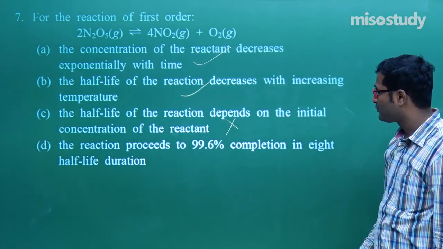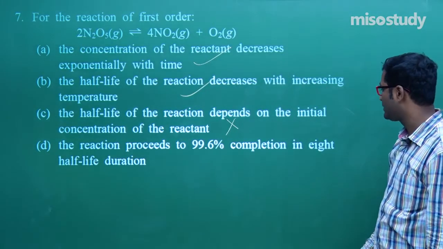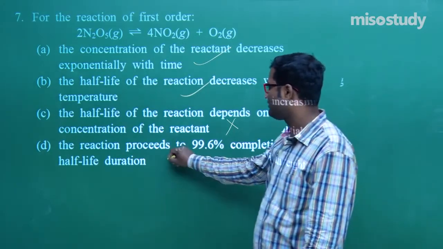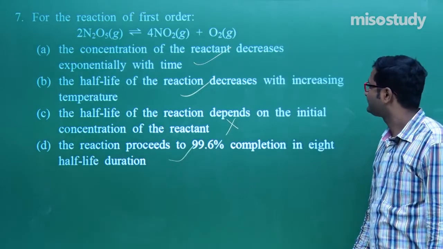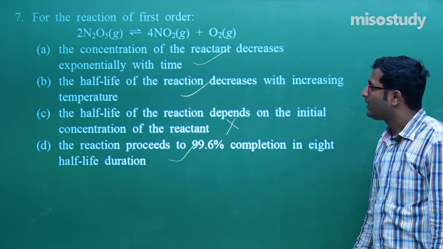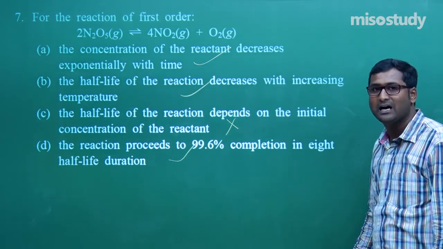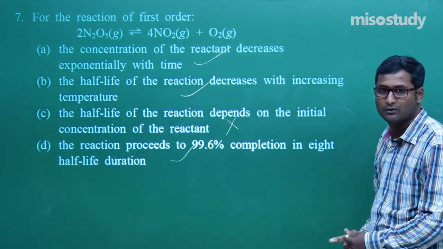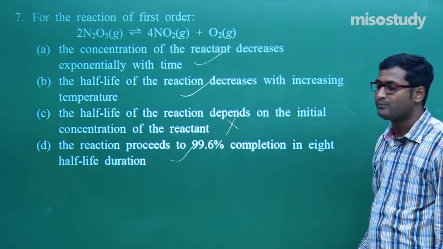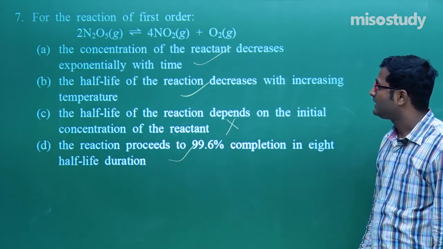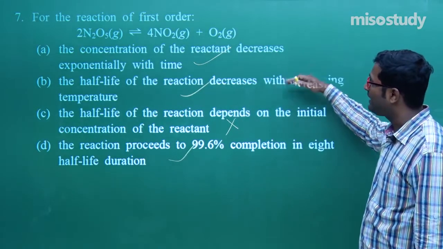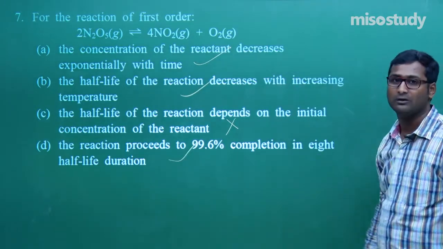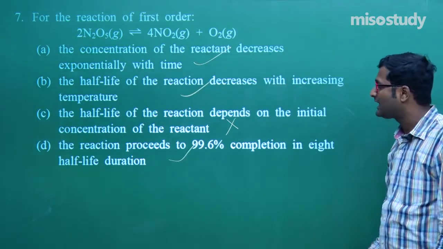Clear? The reaction proceeds to 99.6% completion in a given duration. This is also correct. So for this question, we can say A, C and D are the correct options. Again I am repeating, the correct options for this question are A, B and D. C is wrong. So A, B and D are the correct options.